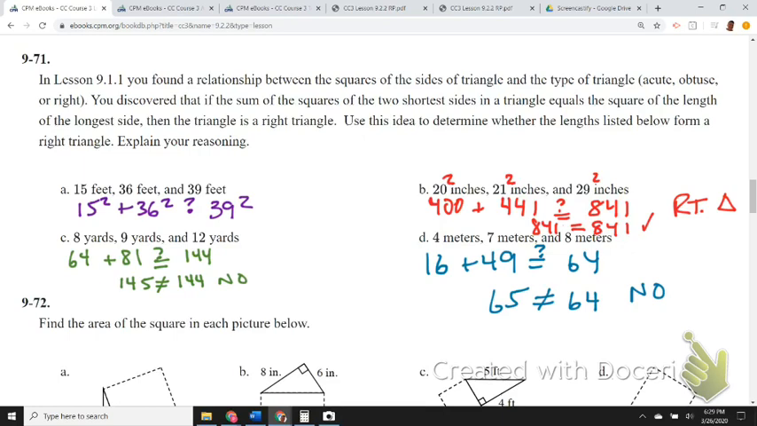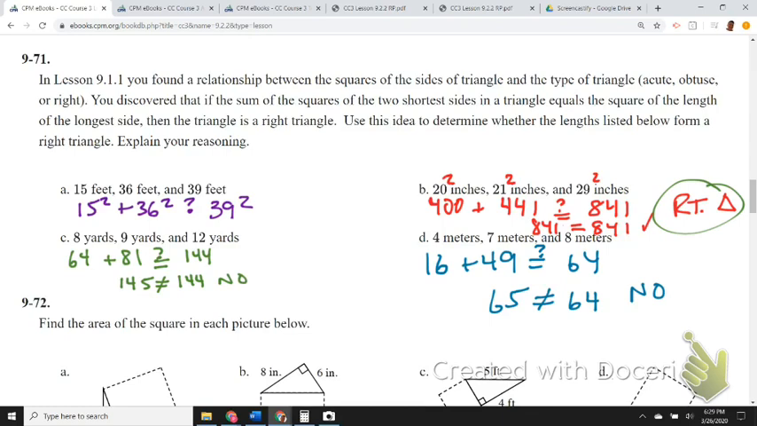All right guys, welcome back. You should see that for problem B, 20 squared plus 21 squared is going to be 400 plus 441, and it does equal 29 squared, which is 841. So therefore, problem B is a right triangle. Problem C, if I square 8, I'm going to get 64. If I square 9, I'm going to get 81. Add those two together, I get 145. 145 does not equal 12 squared, which is 144. So no, it is not a right triangle.